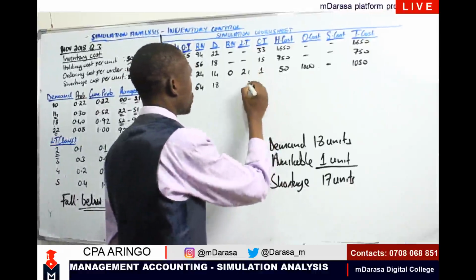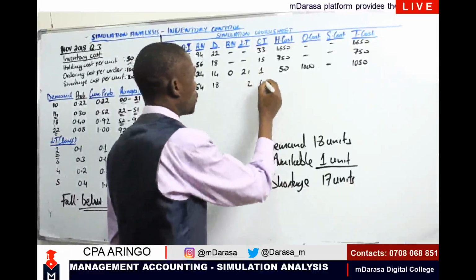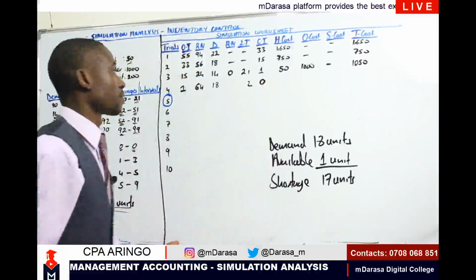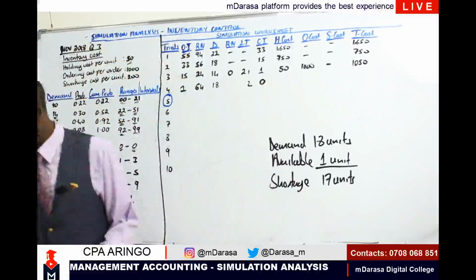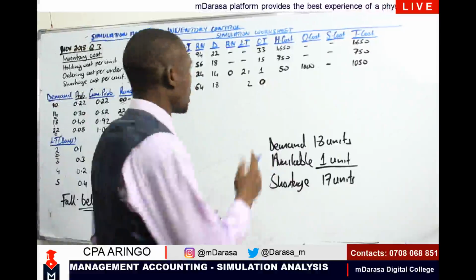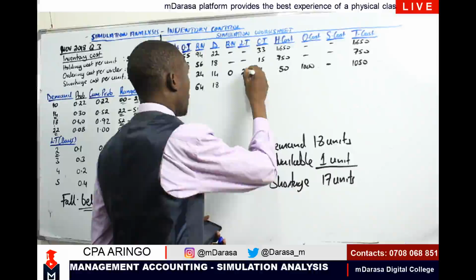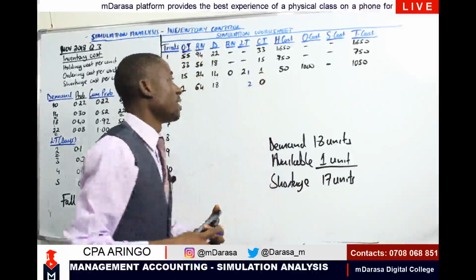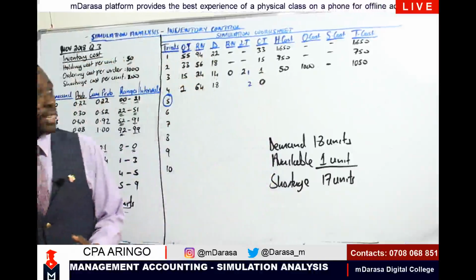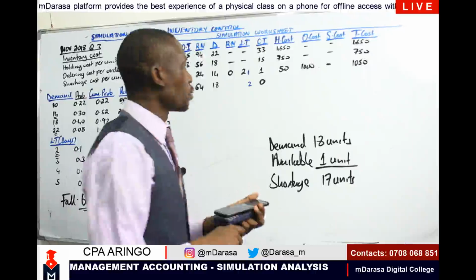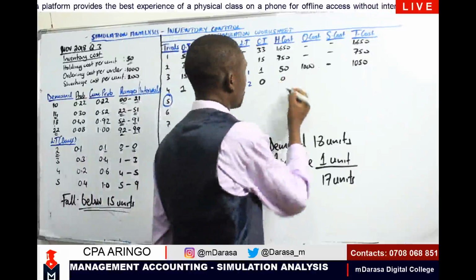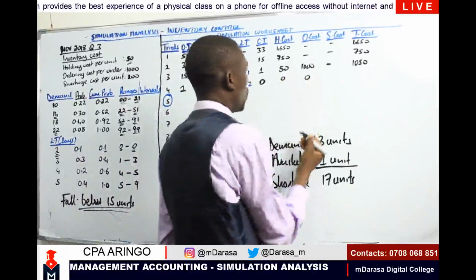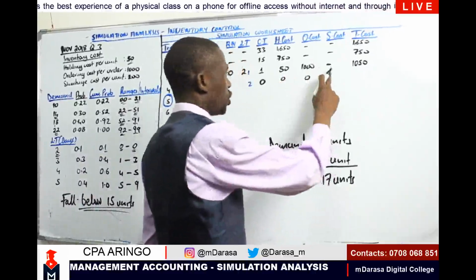So therefore, at this point, this is 1 and 2, right? As at the end of that day, I won't be having anything. I'll be having 0. Now, after we have that case, meaning that I won't be having our holding cost, I won't be having our ordering cost, but I'll be having a shortage cost.